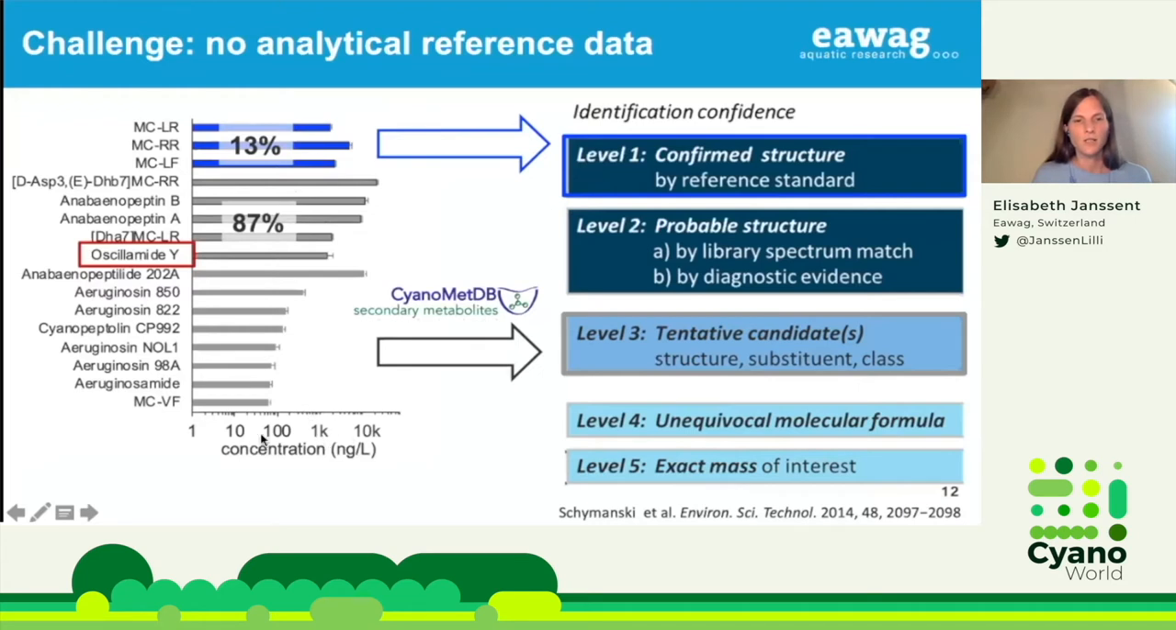But this is a log scale here. The majority of our compounds, we don't have reference standards for to start with. So here we can search against CyanoMetDB from the MS1 information. And maybe we get to level 4, that we know from the molecular formula what tentative structure we can have. And really to move at least to level 2, before you would purchase an expensive reference standard, if that is even available, you really need to do some more in-depth MS2 interpretation of your data.